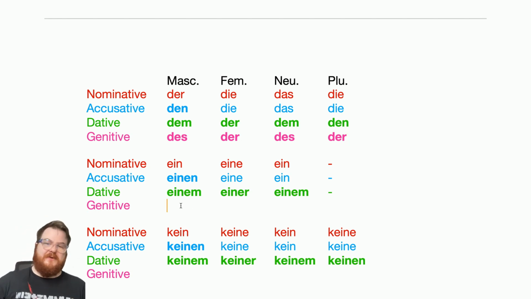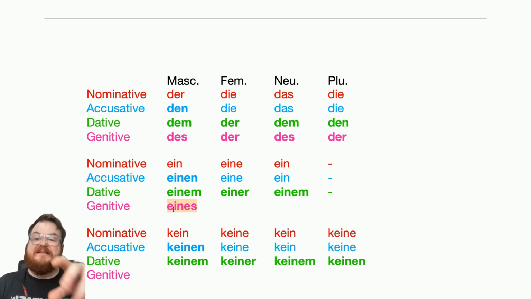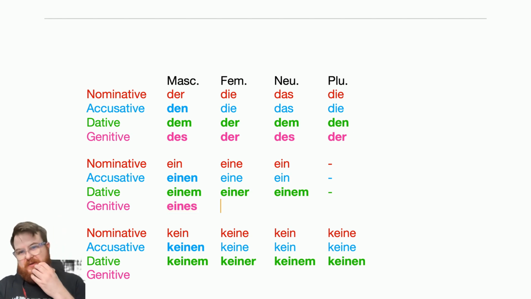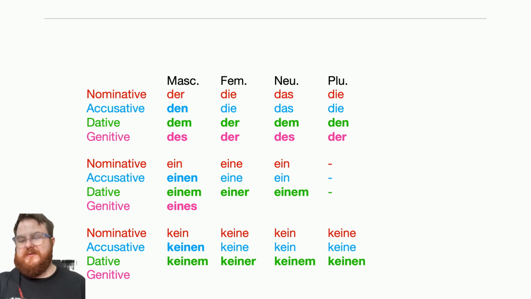What about the indefinite articles? Well, I think you can already work this out, right? Der has no ending, so it's just ein. Den has an en ending, so it's einen. Dem has an em ending, so it's einem. Des has an es ending, so what is this word going to be? All right, eines. Yeah, perfect. And we would translate that as "of a" in English, of a cat, of a dog, of a man, of a woman, of a horse, whatever.